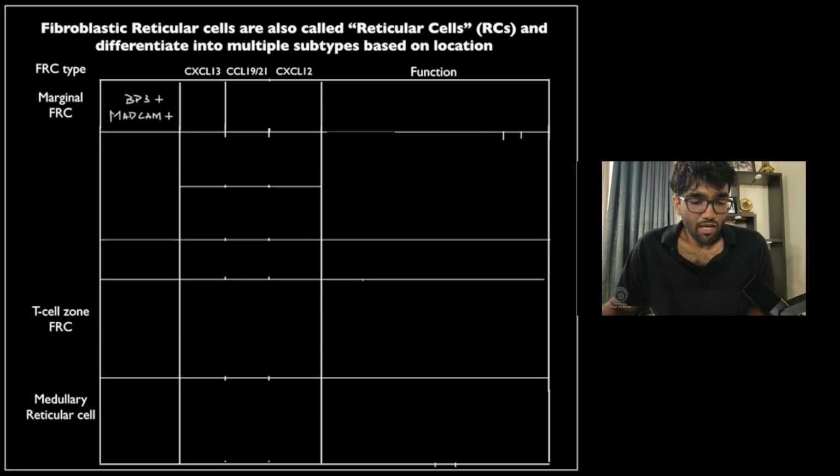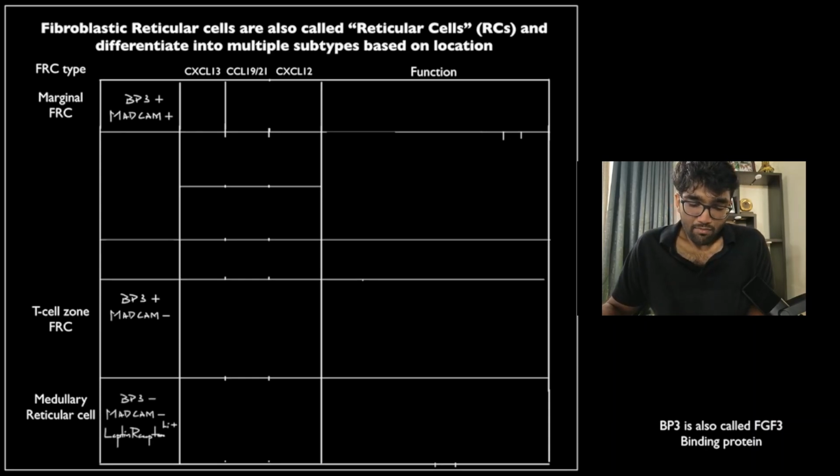So marginal FRCs are located in the subcapsular sinus and are characterized by the expression of BP3 and a protein called MADCAM. BP3 is also called FGF3 binding protein, and the T cell zone FRCs are characterized by BP3 expression but not by MADCAM expression, and therefore are located more towards the medulla but not exactly in the medulla. Cells that are leptin receptor high but do not express BP3 or MADCAM end up exactly in the medullary region of the putative lymph node, and they are then called medullary reticular cells or medullary fibroblastic reticular cells.